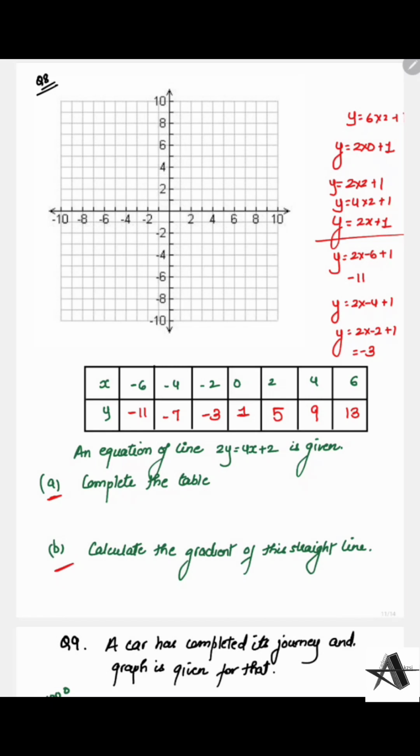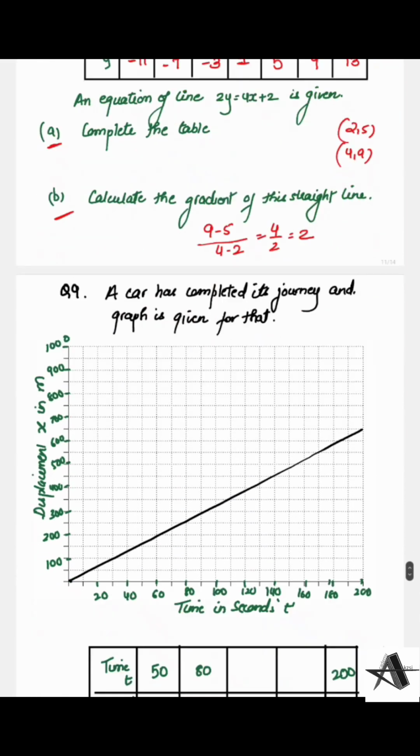Let me take any 2 points. Let's say 2 comma 5, I'm taking 1 point, and the second is 4 comma 9, I'm taking another point. So y2 minus y1, 9 minus 5, over x2 minus x1, 4 minus 2. This is 4 over 2, that is 2. So even if it's not mentioned, it's perfectly fine. You need not draw. If it's written, then you can draw it. Or if you have spare time, you can do it, else it's completely fine.